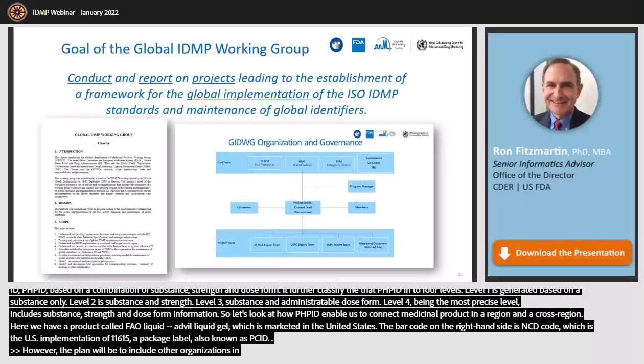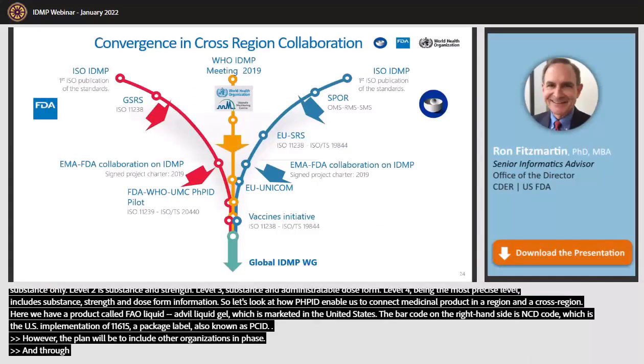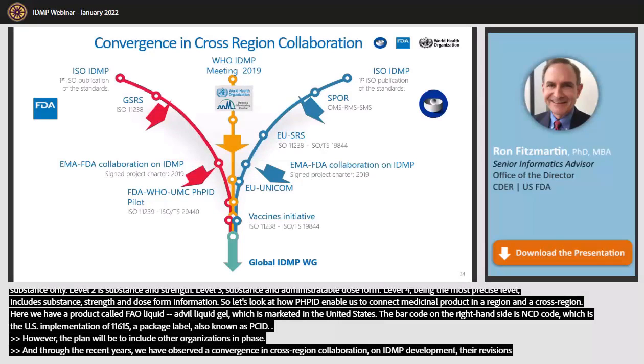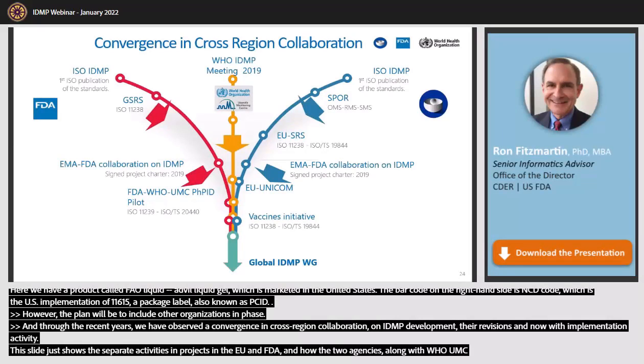Overall, the goal of the GIDWIG is quite simple. Conduct and report on projects that will lead to global implementation of the ISO IDMP standards and maintenance of global identifiers. This is an operational focus group that initiates activities to find solutions to the challenges to global implementation. Through recent years, we have observed a convergence in cross-region collaboration on IDMP standards development, their revisions, and now with implementation activities. This slide just shows the separate activities and projects in the EU and FDA and how the two agencies, along with WHO UMC, are now collaborating more than ever through the Global IDMP Working Group.